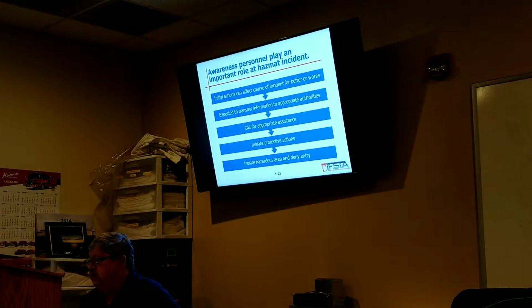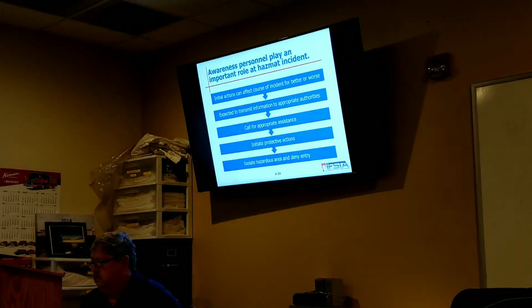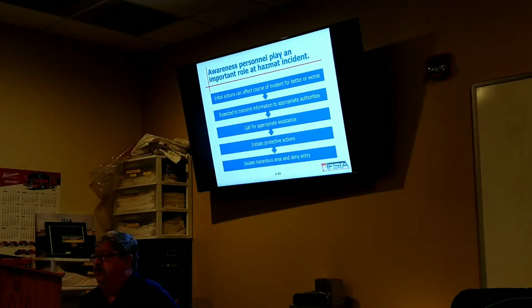We can initiate protective actions. We can start evacuating people, okay? We can start sealing off the area so nobody can get back in, okay? Isolate hazardous areas, deny entry, okay? And you'll find out when you start evacuating people, there's a lot of people that don't want to leave their house no matter what. So you have to deal with some of that stuff.